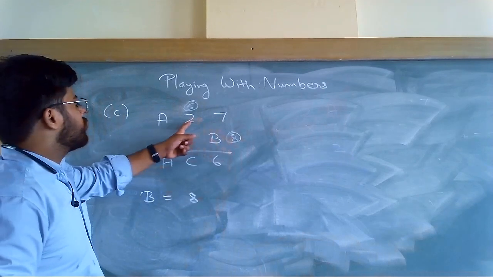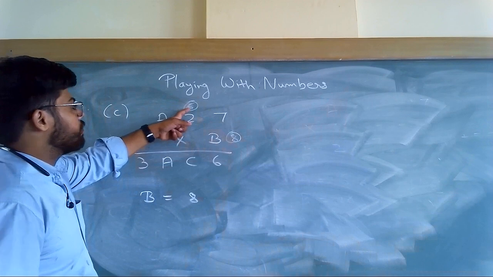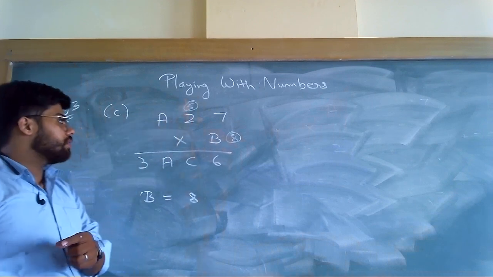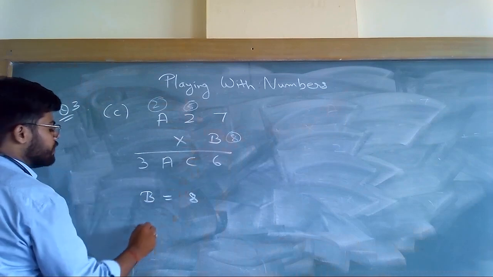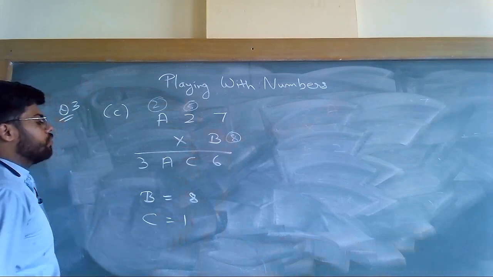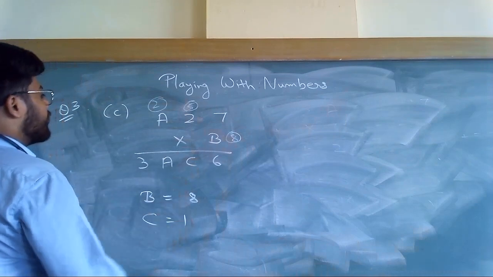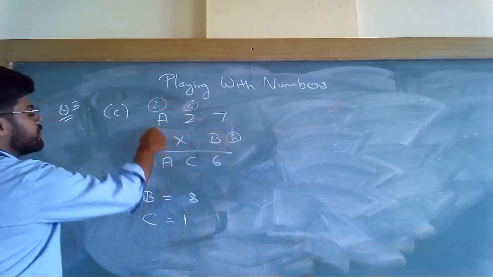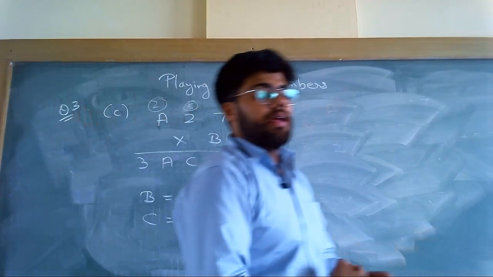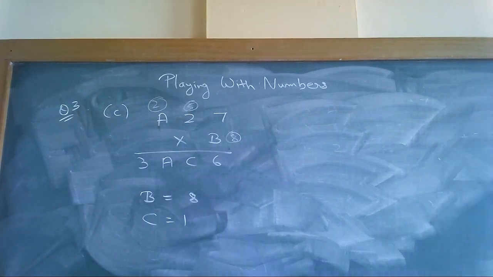Now 8 times 2 is 16. 16 plus 5 is 21. 2 is the carry. So what will become here in the place of C? It is 1 only. And again, A multiplied by 8, I want the same number.